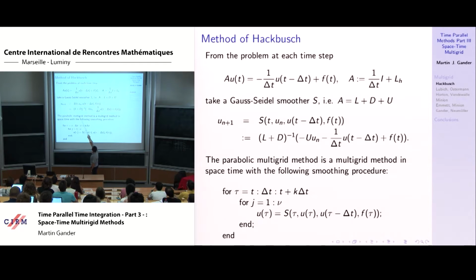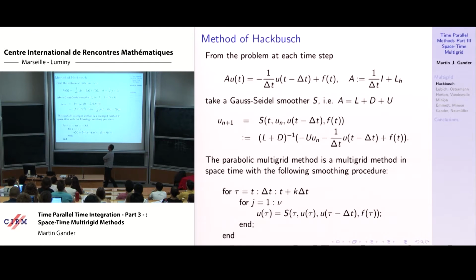Now, for this matrix problem, I can consider a Gauss-Seidel iteration or Gauss-Seidel smoother. If I want to do this, I have to partition the matrix A into a lower triangular, diagonal, and upper triangular matrix. And then I get a new Gauss-Seidel iteration step by solving the lower triangular part from the upper triangular part from the old iteration and the part which is on the right-hand side in the problem. So this is just the Gauss-Seidel iteration that you would run at each time step to solve this linear system.